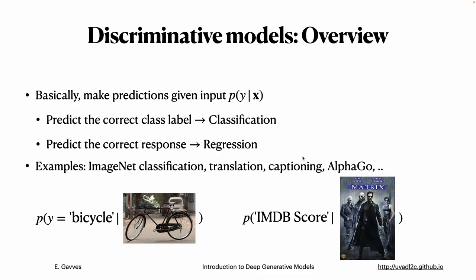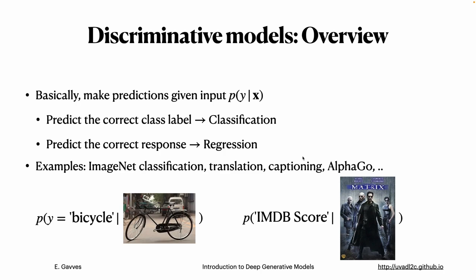Now, what's different from discriminative models? With discriminative models, we have a somewhat different modeling task. Given my input, given this image, I want to make a prediction with a discriminative model. So is this a bicycle, or is it a cat, or is it a dog? Another type of task is, given this movie poster, or reviews, can you predict the IMDb score?